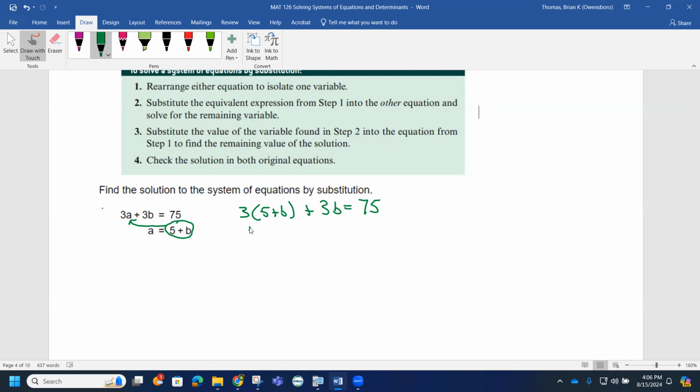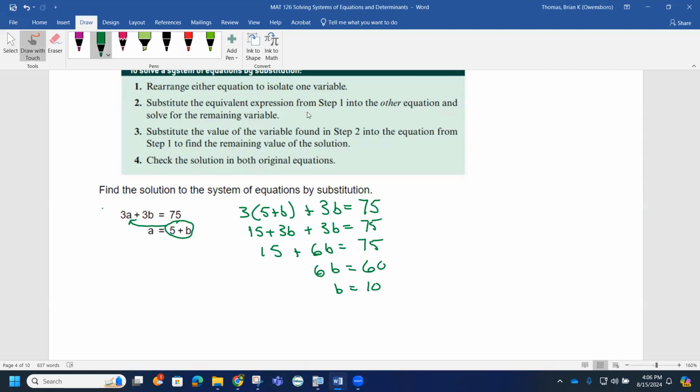We can remove the parentheses using the distributive property. We can combine like terms. So this 15 can come to the other side by subtraction. 75 minus 15 is 60. And I can divide both sides by 6. 60 divided by 6 is 10. So I found that variable, B, to be 10.